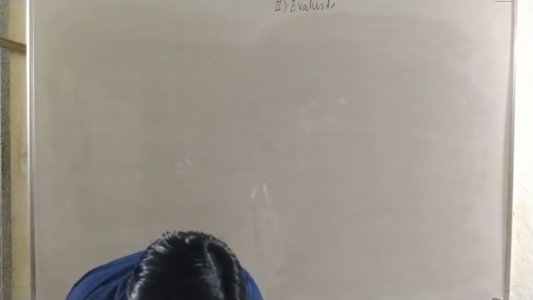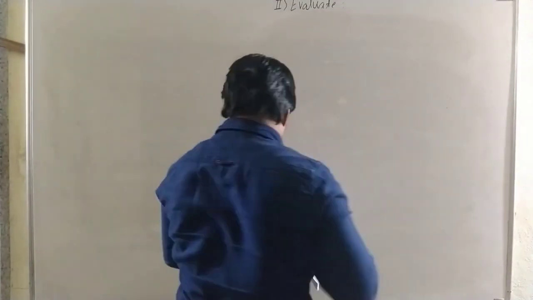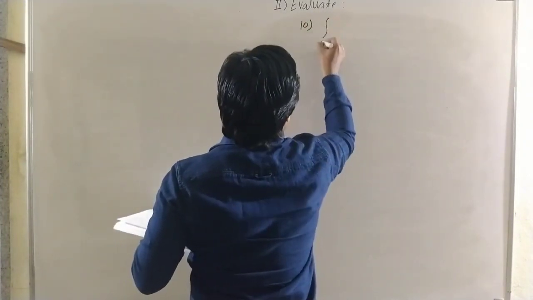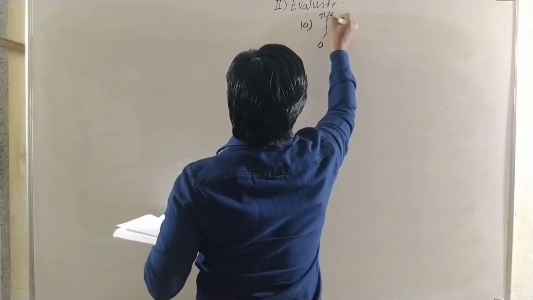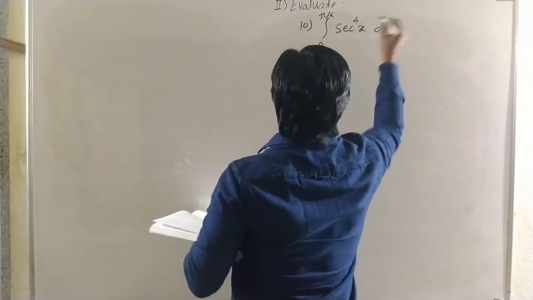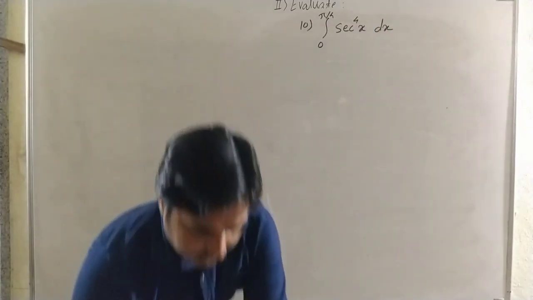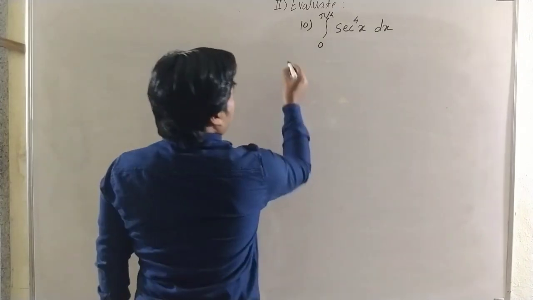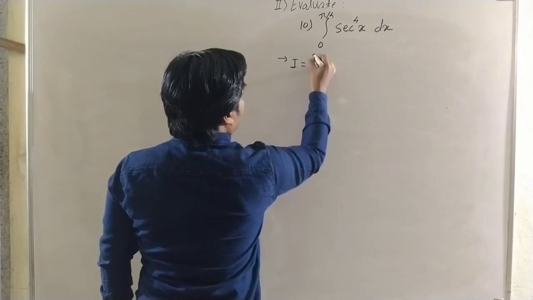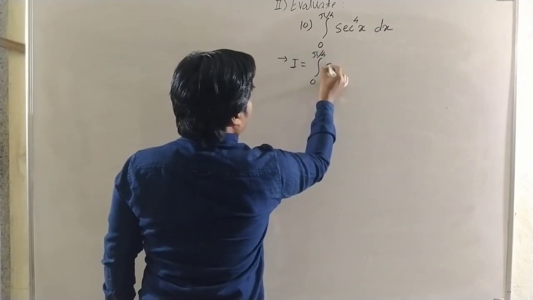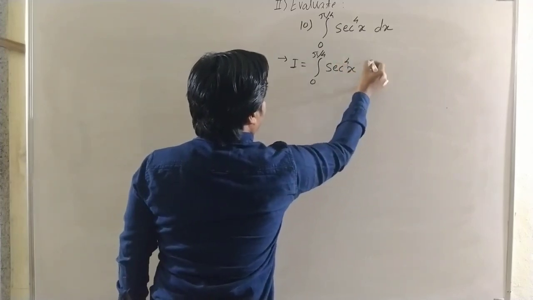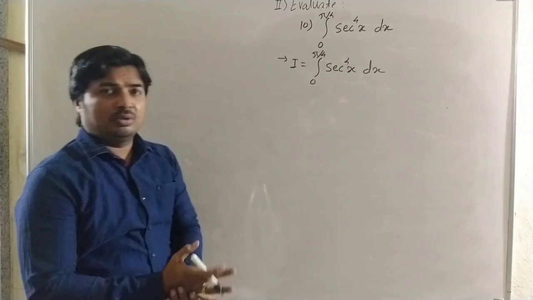Now the next example, 10th example: integral 0 to pi by 4 sec to the power 4x dx. Here sec to the power 4 is not a standard integral.